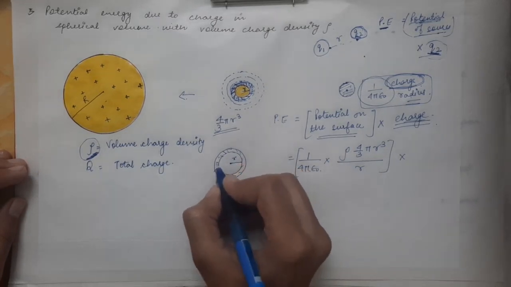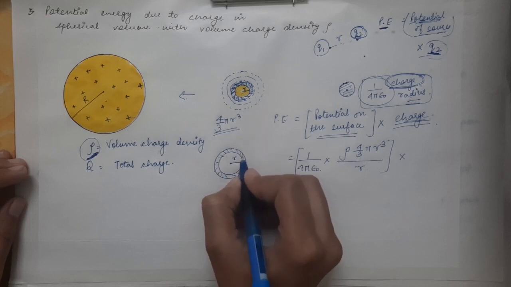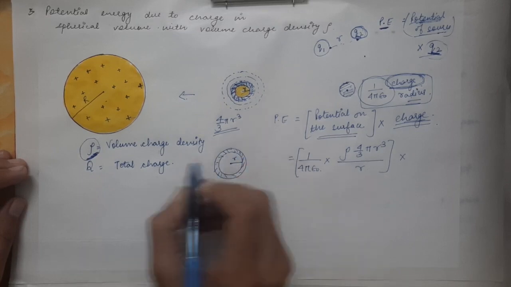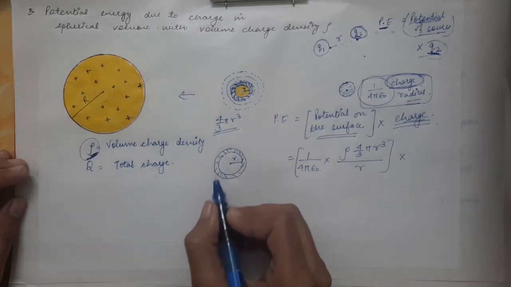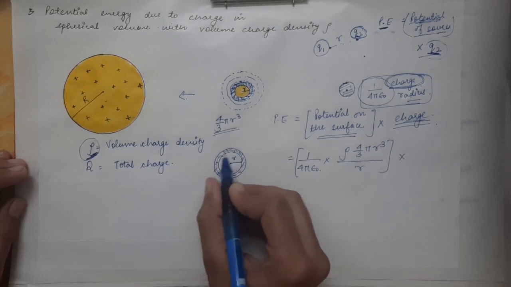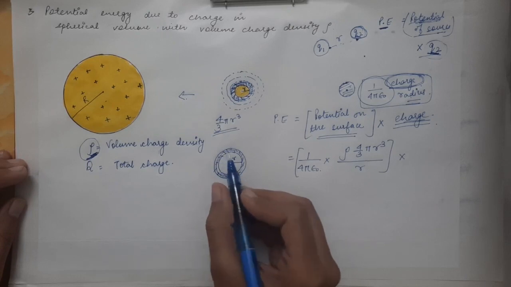First of all, we will find its volume, and we will multiply this volume of this shaded region with rho. That will give us the charge present in this shaded region. So how to find out the volume of this shaded region? We have already done it.